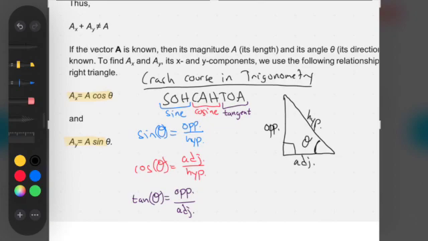But these are our three main trig functions, and we're going to use them. You can see here, Ax is equal to A times cosine theta. That goes along with that. For the most part, cosine always goes along with X, and Y goes along with sine. So Ay is equal to A times sine of theta.